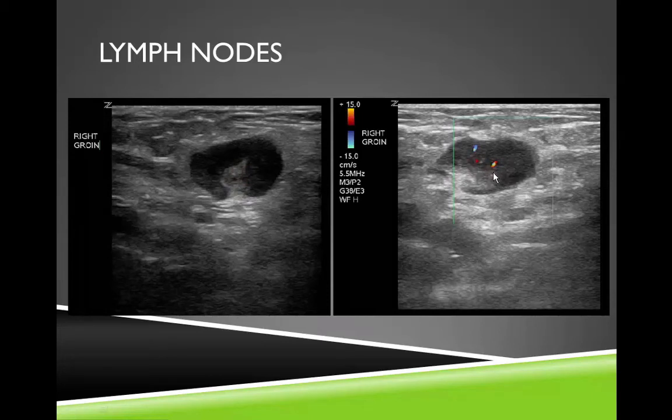And if you scan through them, they'll have very discrete borders and be very well defined as far as their edges, and that'll help you distinguish a lymph node from a fluid collection. They also don't really have much posterior acoustic enhancement like a real fluid collection in an abscess will have. So that's another important finding to look for.